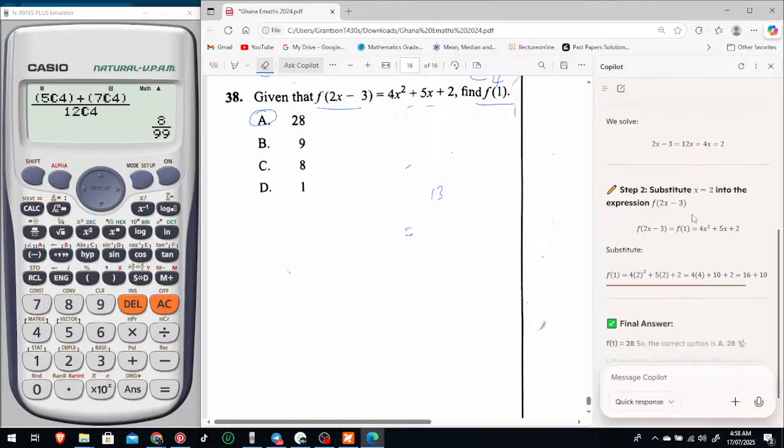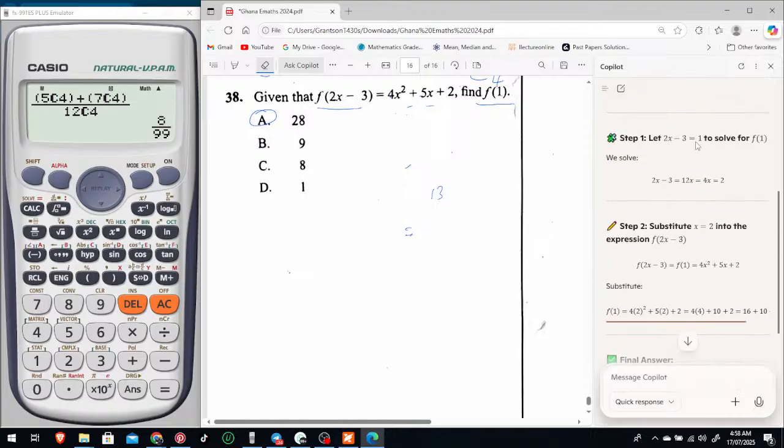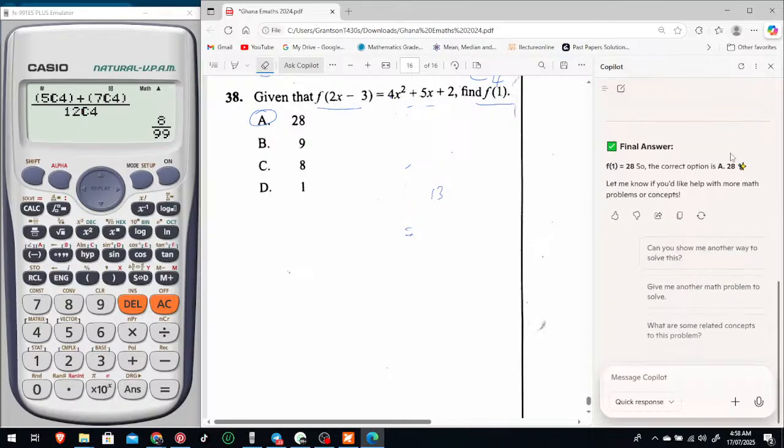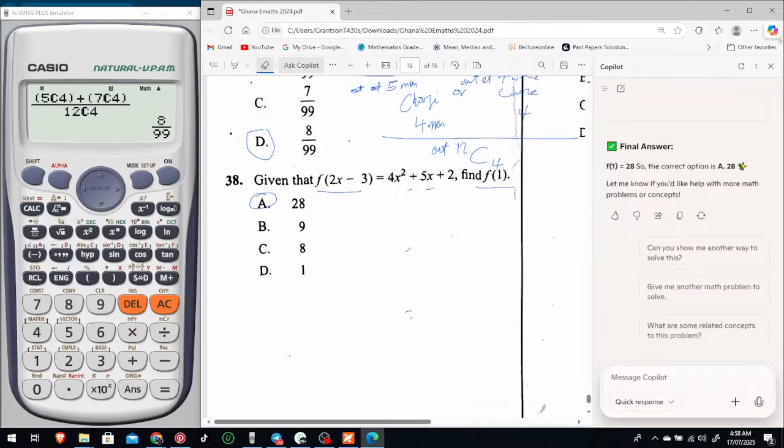Step 1: let 2x minus 3 equals 1. Solve for f at 1. So if you do this one, x is 2. Substitute x equals 2 into the expression f of 2x minus 3. So you are actually putting the 2 into this function, right? So it will be 16 plus 10 plus 2, which is 28. So the final answer is option A, 28. Please, have you understood? Yes, sir. Very good.